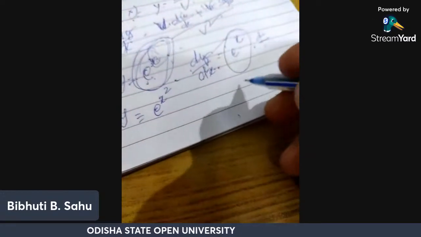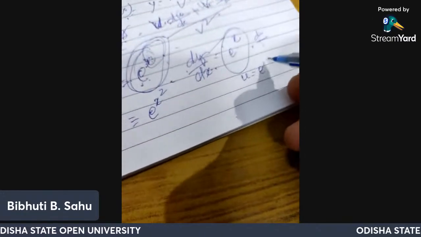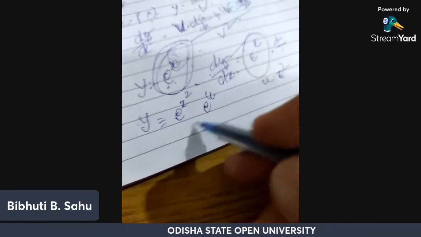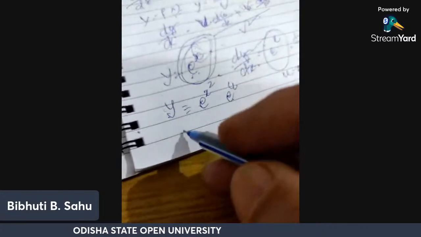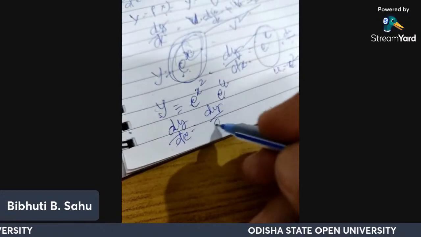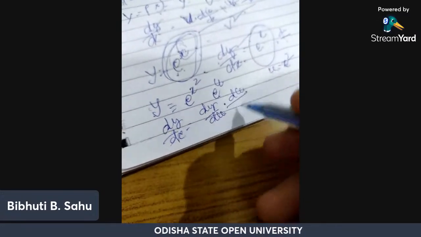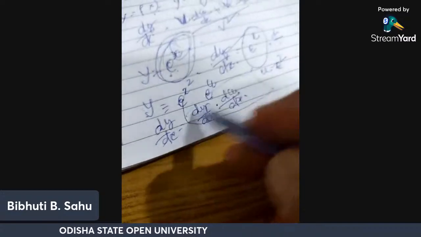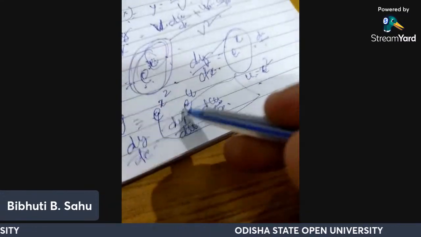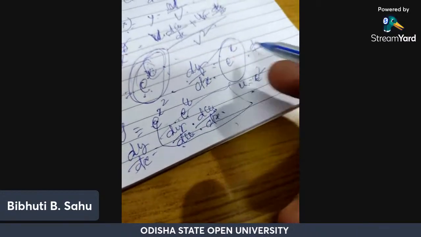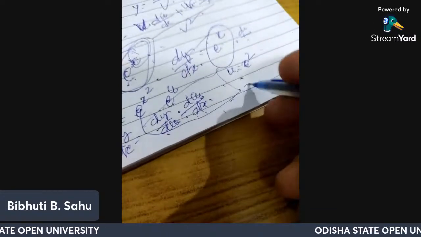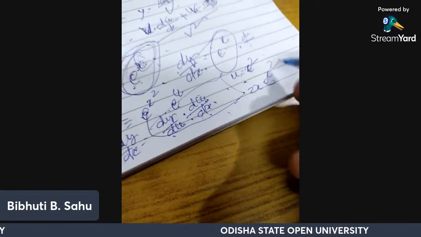Then take u as x square, so you can substitute it. Then how can you find out dy by dx? In this case, dy by dx will be equal to dy by du into du by dx. This is the chain rule. By using the chain rule, you can find out these derivatives. That means dy by du is equal to e to the power x square, and du by dx is equal to 2x. So this will be 2x e to the power x square.